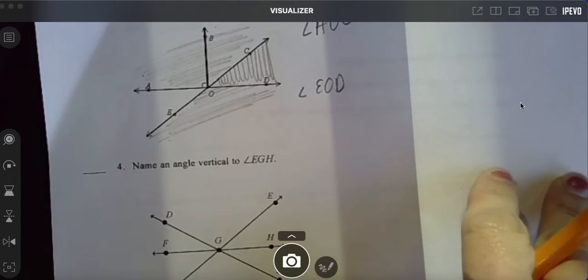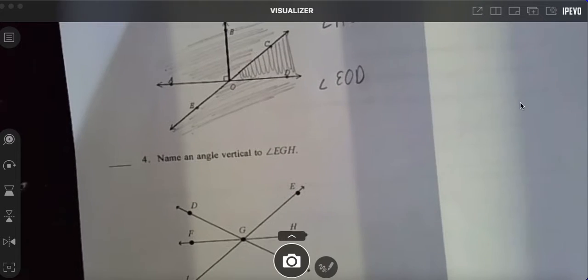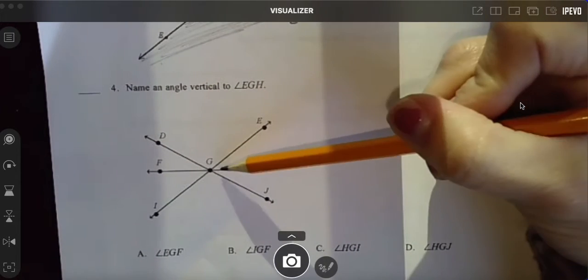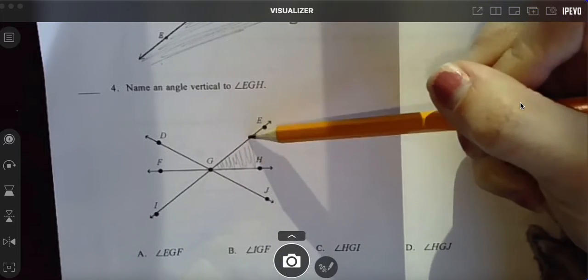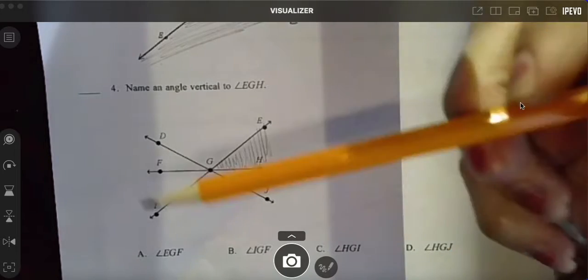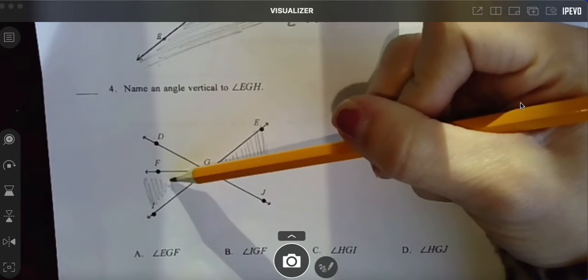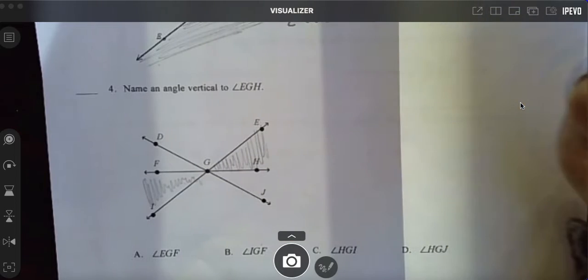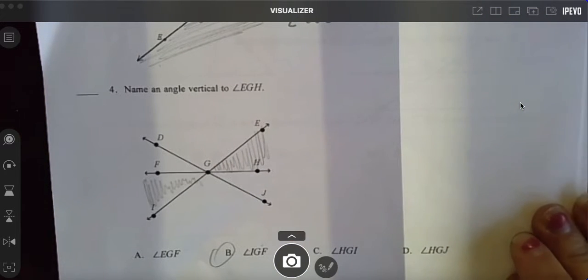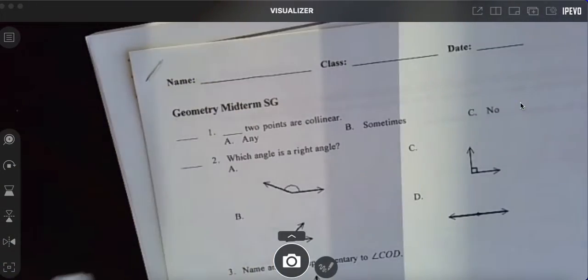Now, name an angle that's vertical to EGH. This one kind of means across from. So again, if I was to shade in EGH, which one's vertical to that? IGF, yeah, FGI. I don't know how they did IGF. So that one was B. Are we okay with this? Yep. There's our first 4. Let's keep going.